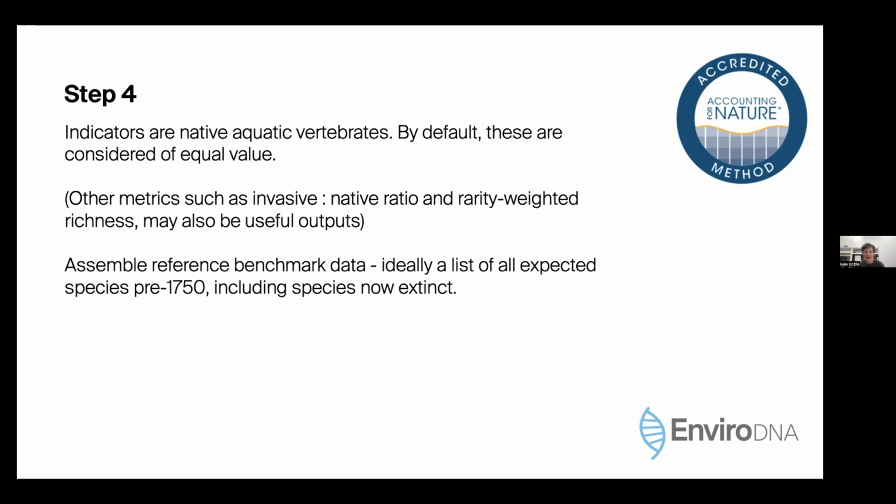So the indicators here are, again, quite simply native aquatic vertebrates. And this may not necessarily be a point on which we all agree, but by default, we consider all native species of equal value. This is the number that we've reached with accounting for nature, but obviously the data that is generated here can be used in many different ways. It can be used to monitor individual species. It can be used to look at native and invasive species or other kinds of metrics. But for the purpose of simplicity and transparency, we've gone with richness for native species.